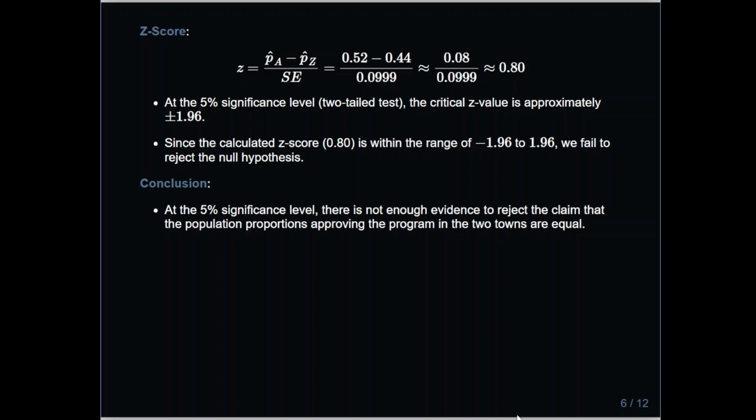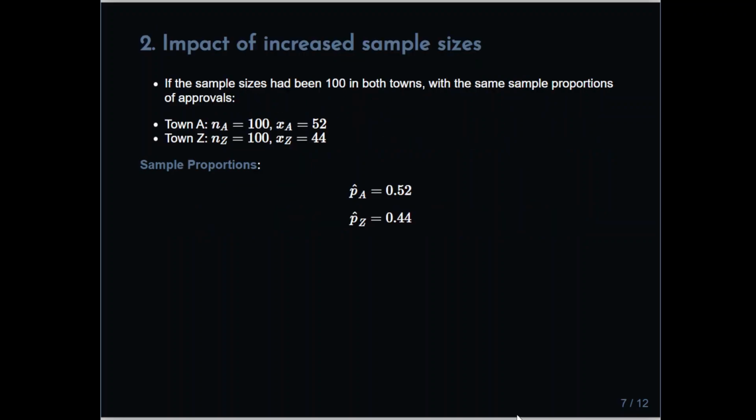Now this is the point of this question, actually: looking at the effect of sample size. What we're going to do is go back out and do the survey again, and it just so happens we get the exact same proportions. P hat A is 0.52 and P hat Z is 0.44. So we just happen to get another 26 people in town A that like the program, and another 22 people in town Z that like the program. Everything is the same as before, but the sample sizes are 100 as opposed to 50 in both towns. We're going to see what effect this has on our calculations.